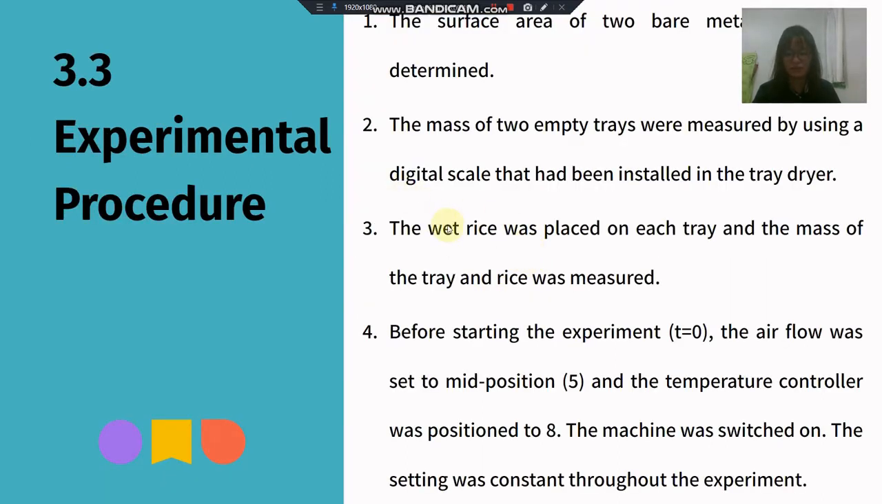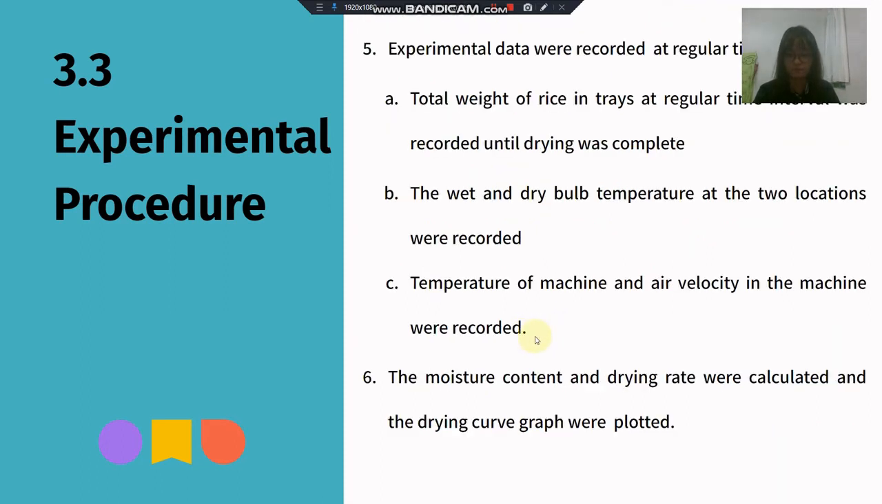These are the experimental procedure. Firstly, the surface area of two metal trays were determined. Then, the mass of two empty trays were measured by using a digital scale that has been installed in the tray dryer. Then, the wet rice were placed on each of the tray, and then the mass of the tray and rice was measured. Before starting the experiment, the airflow was set to the mid position, which is 5, and the temperature controller was positioned to 8. The machine was switched on. Then the setting was constant throughout the experiment.